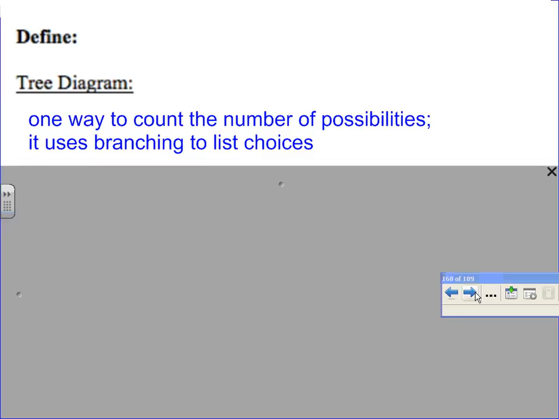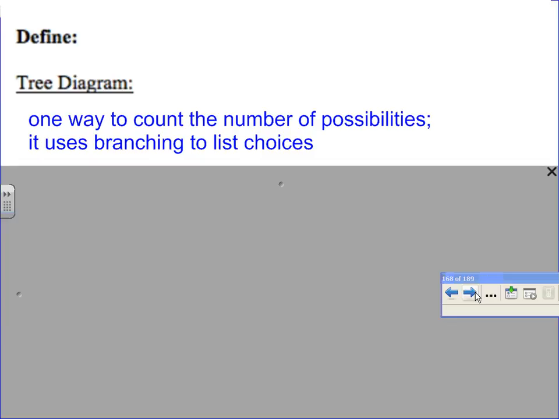So just real quick, since we did not write down the definition of tree diagram yesterday, that first definition on page 21 is tree diagram. Annalise, just hold that for a second. Even though we talked a lot about them yesterday, your book says a tree diagram is one way to count the number of possibilities. It uses branches to list choices. Now, do you not have a pencil? Adam.